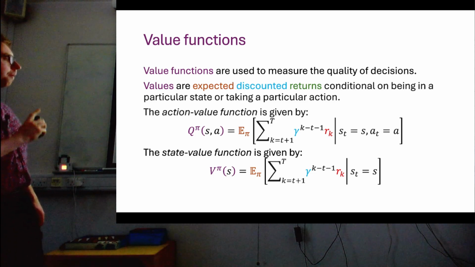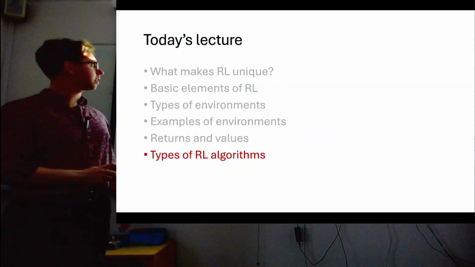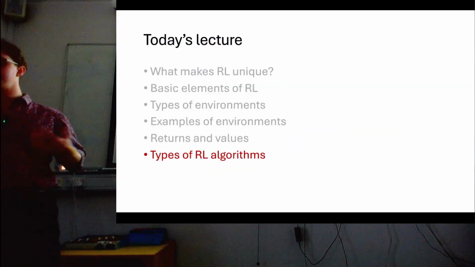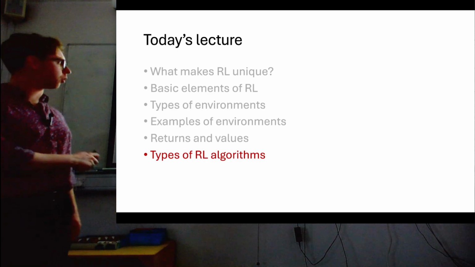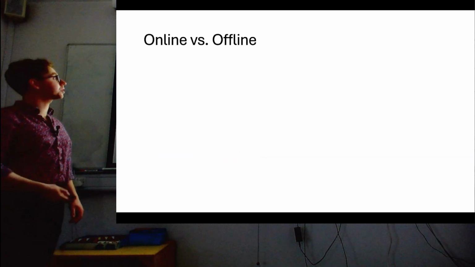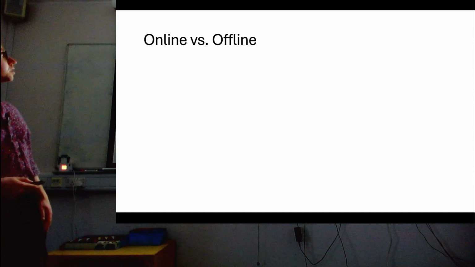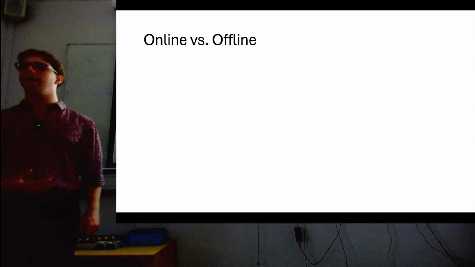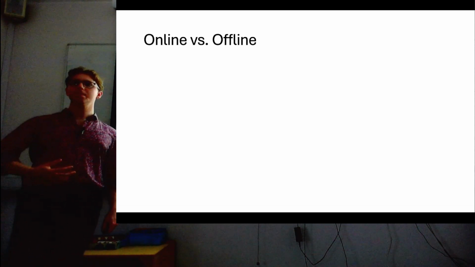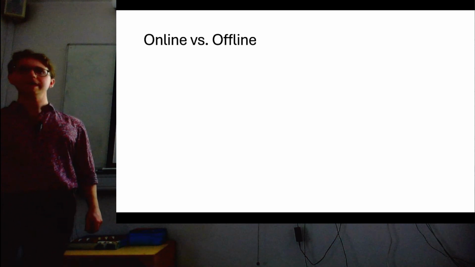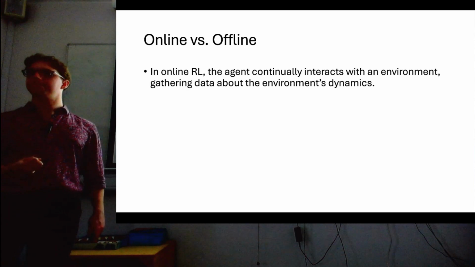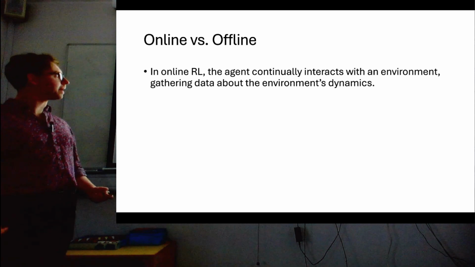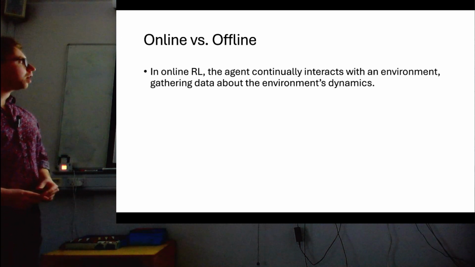Okay, we've got 10 minutes left because I started slightly late. I'm just going to briefly cover types of RL algorithms. This is going to serve as a taxonomy of what we're going to cover in the course. The first distinction is online versus offline. Online RL describes the setup that I gave at the start, where I continually interact with an environment, I use that interaction to gather data, and I use that data to train my model. So I'm continually gathering information about the environment's dynamics.